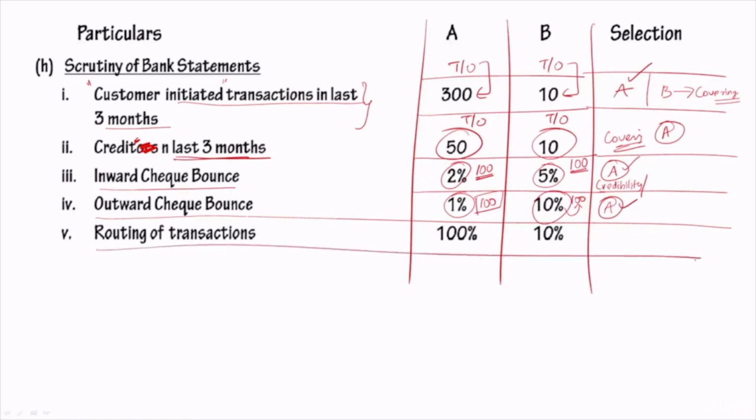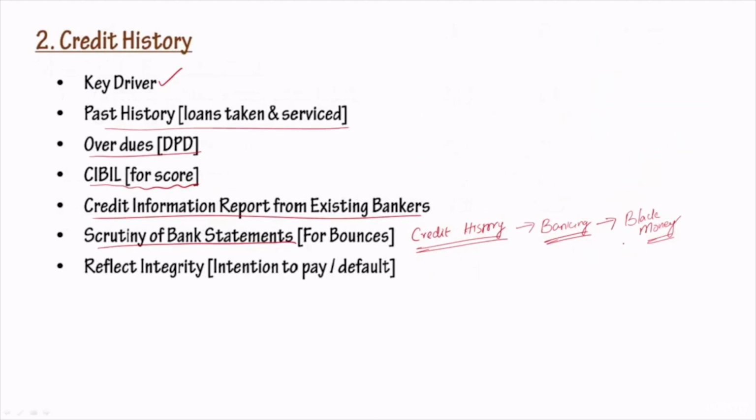Next, critical routing of transactions. Whatever the sales that are reported by Mr. A, he routes them through the banking channel only, whereas B routes only 10%. It means again the bankers are going to be comfortable only with A and not with B, because A has a lot of financial discipline, B does not have that, and B would be creating a lot of black money. So we came to this point when we summarized credit history, that is, the banker should go through the bank statements basically to check bounces because that is going to reflect the credibility and integrity. By going through the credit history, as a banker we'll get to know whether the customer has integrity or not, whether he has the intention to pay the loan or not.